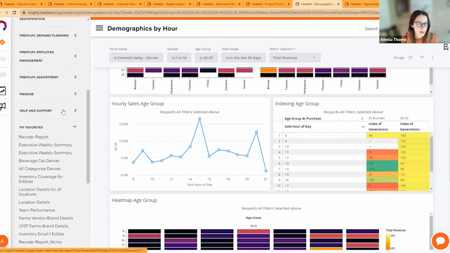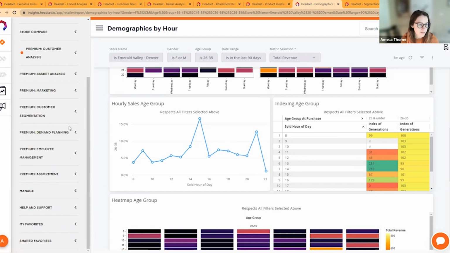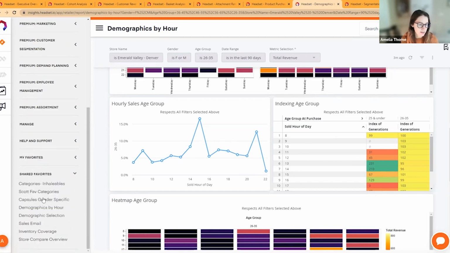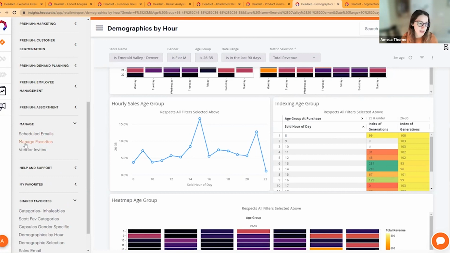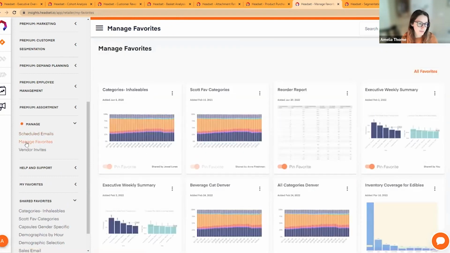And then when you share a favorite, you can go all the way to the bottom under shared, and these are going to be the ones that have been shared with you. You can also look at manage favorites by this particular area here, and it will show all of your favorites within a tile format.